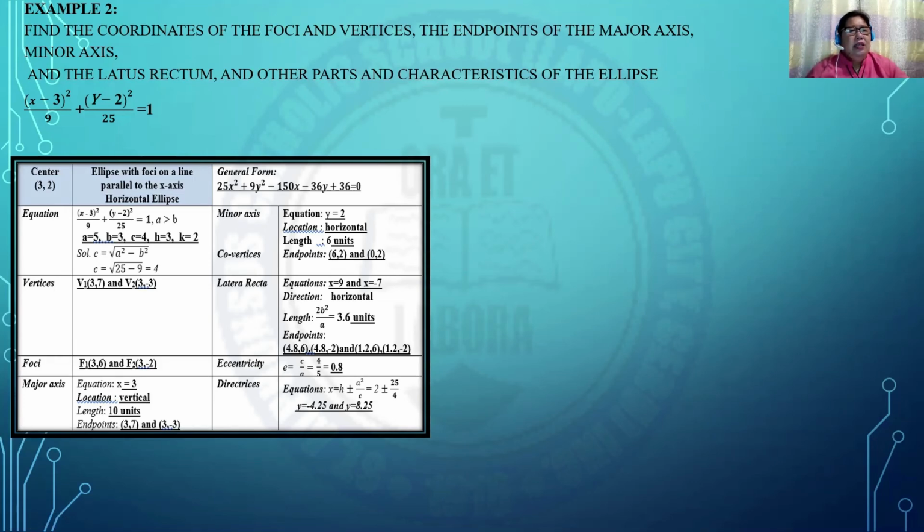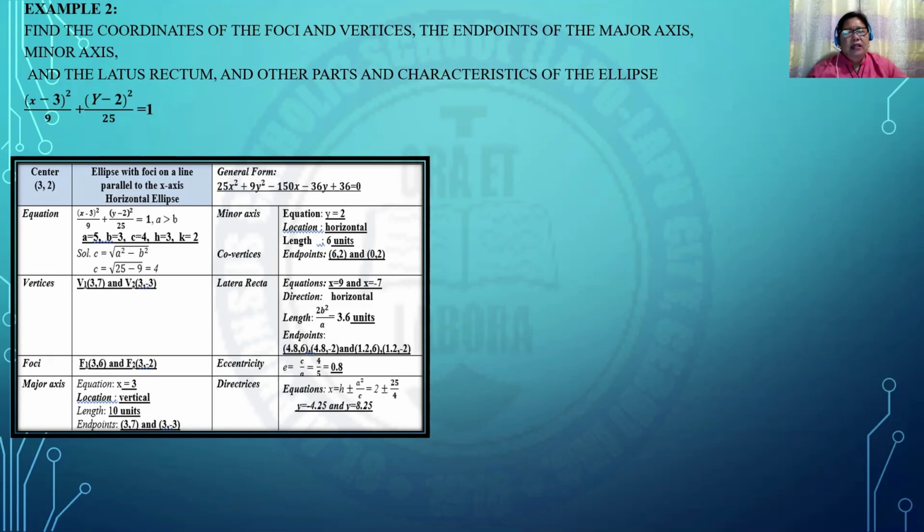The value of h is 3, the value of k is 2. You have the vertices (3, 7). The other one is (3, negative 3). Foci (3, 6). The other is (3, negative 2). Major axis is x is equal to 3. The length is 10 units. The endpoints, we have (3, 7) and (3, negative 3). For the minor axis, the equation, we have y is equal to 2. The length is 6 units. Co-vertices, the endpoints of the minor axis, we have (6, 2) and (0, 2).